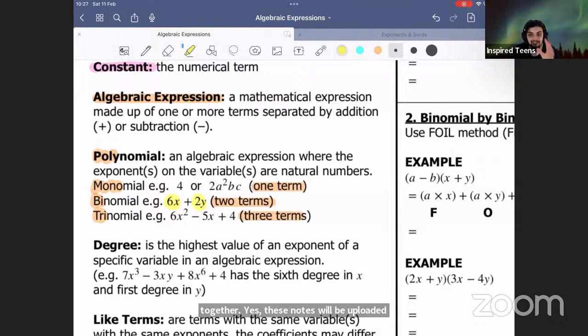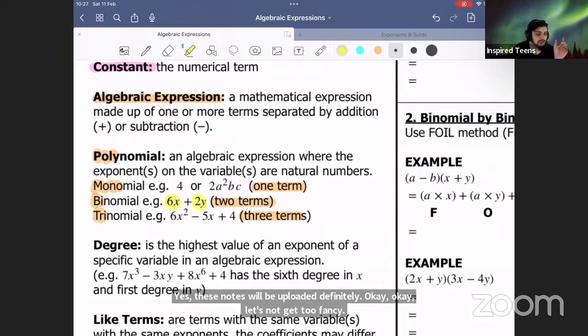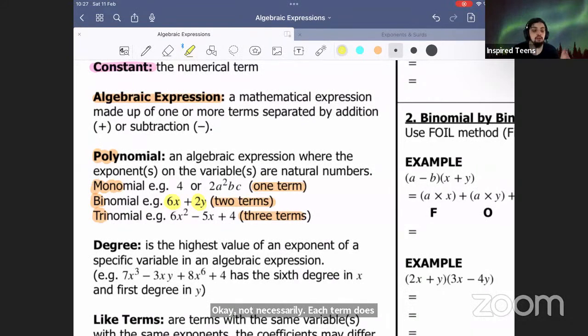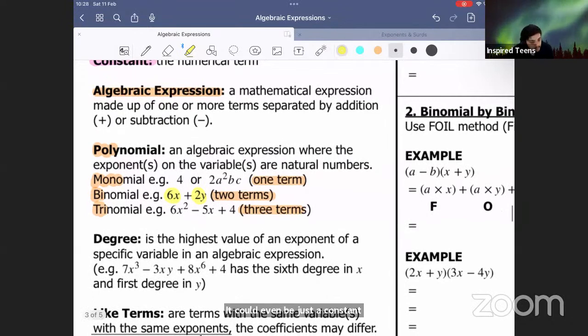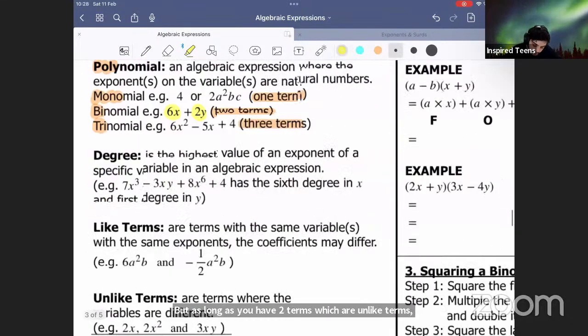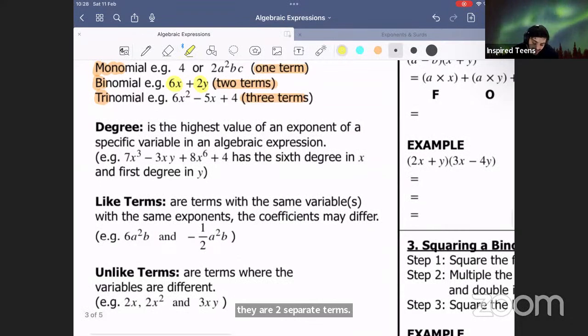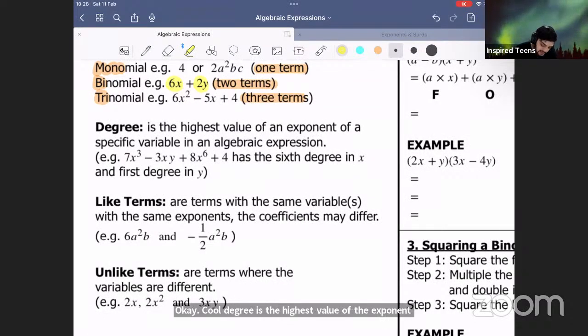Let's not get too fancy. Each term does not necessarily have to have a variable. It could even be just a constant number, and that's regarded as a term. As long as you have two terms which are unlike terms, they are two separate terms, and we call that a binomial, trinomial, etc. Degree is the highest value of the exponent of a specific variable in an algebraic expression. This term is not so important, but good to know.